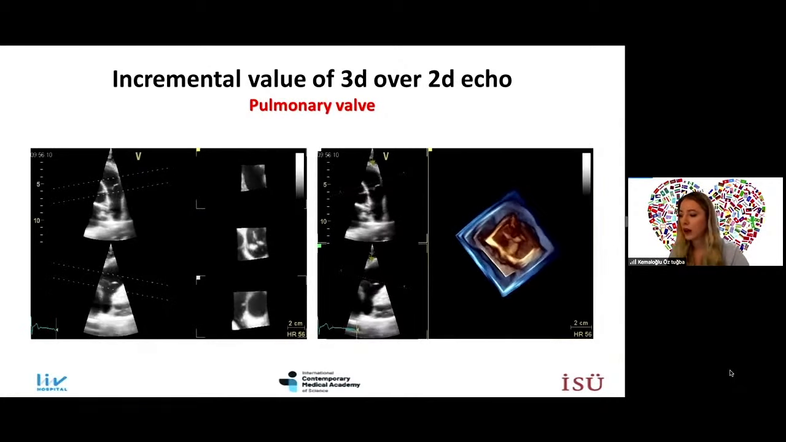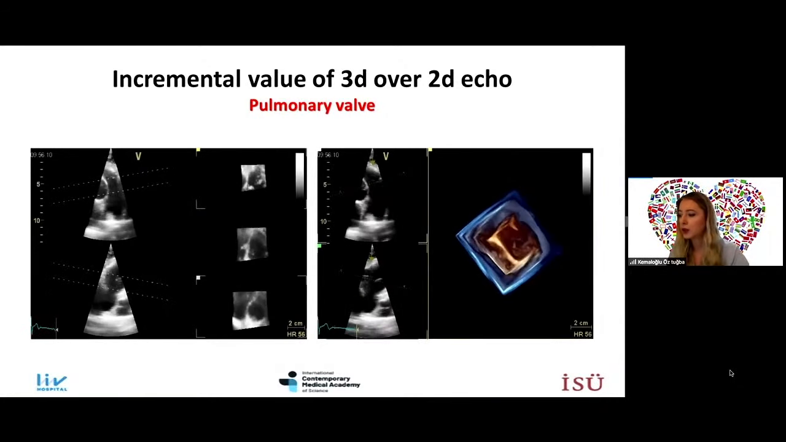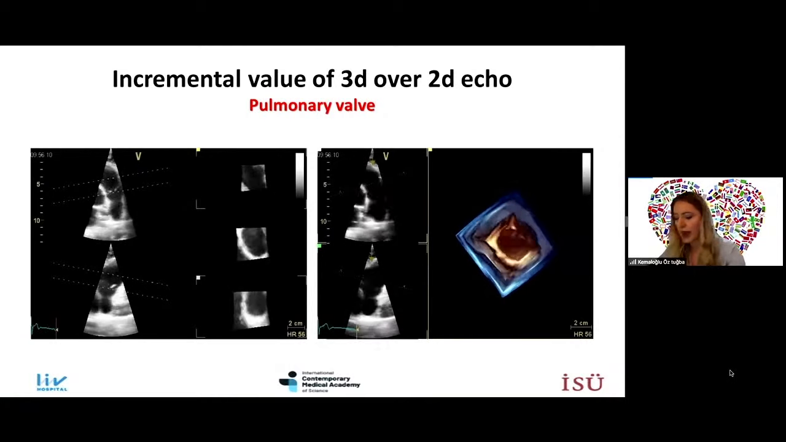Transthoracic echocardiography is useful when there is a good acoustic 2D window. As in this case, you can see three leaflets of the pulmonary valve.